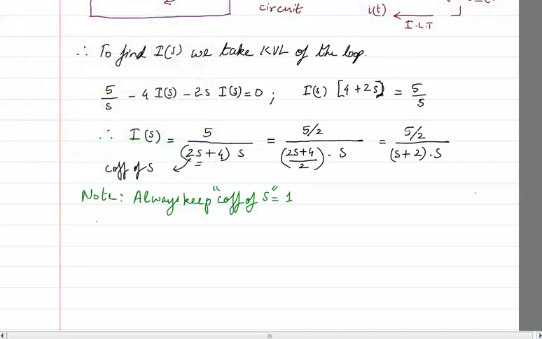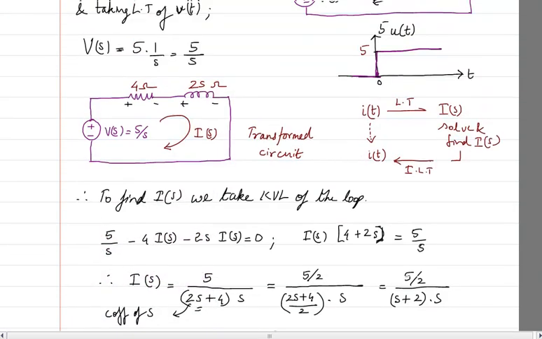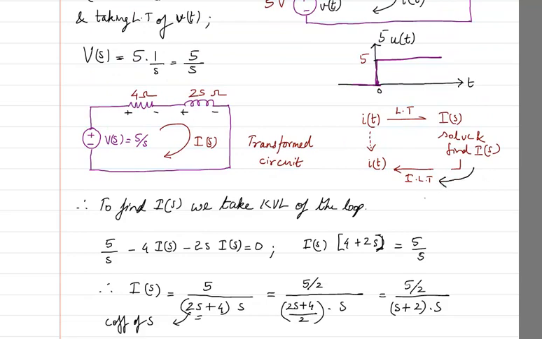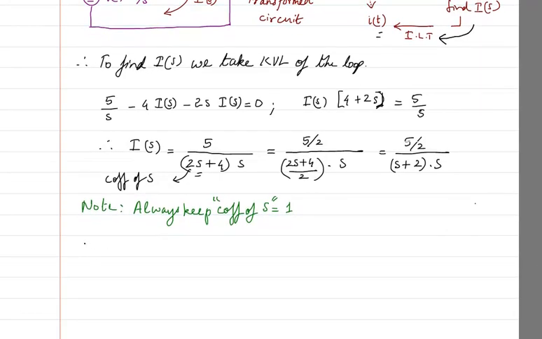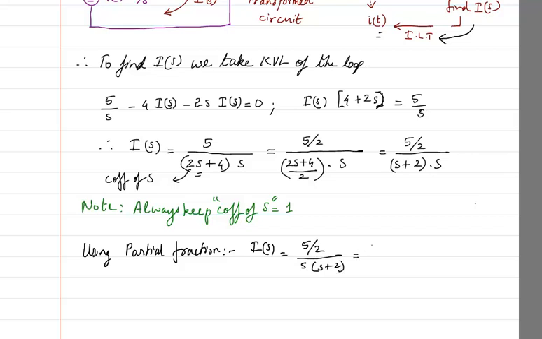Now using partial fraction, I have already found out I of S. Now I have to go back and take the inverse Laplace transform to get I of t. To get the inverse Laplace transform, I have to first do partial fraction, isn't it? So using the partial fraction method, I can write I of S, which is 5 by 2 into S into S plus 2, as sum A divided by S plus B divided by S plus 2.